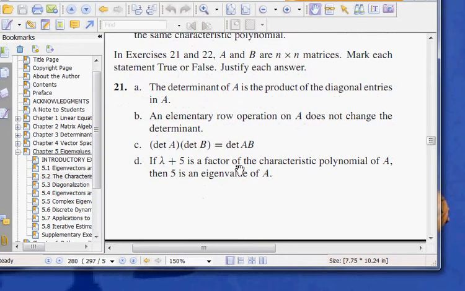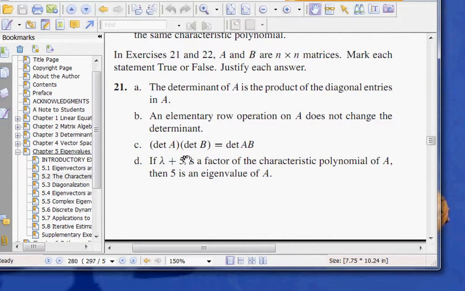An elementary row operation on A does not change the determinant. Well, what are the elementary row operations? You have multiplying a row by a scalar, interchanging two rows, and multiplying a row by a scalar and then adding it to another row to form a new row, okay? We know from Theorem 3, and I talked about Theorem 3 in the video, that two of the three row operations change the determinant, okay? So this statement is false.